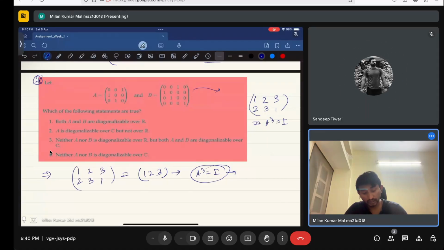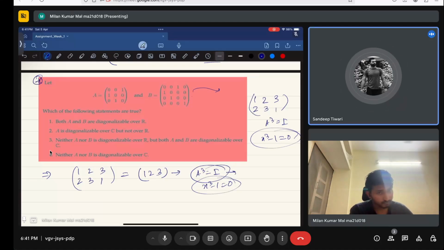This is the thing. But let's do the formal way. So therefore in each situation, the minimal polynomial: in this situation the minimal polynomial is x cube minus 1 equals 0. This situation also has minimal polynomial x cube minus 1 equals 0. We know in both of these situations, over the real variable, they don't have all the roots, so 2 is correct.